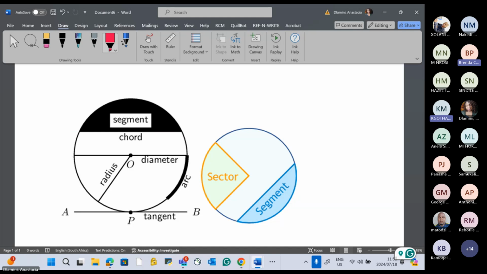So is it the sector when it's basically 90 degrees, or is that completely separate? The sector, if there's a circle like this, right?